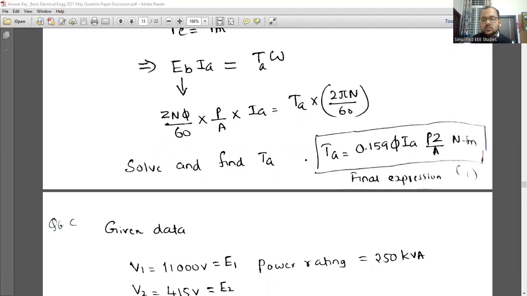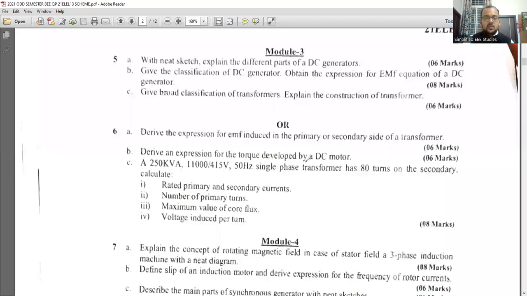Don't forget to write the units. Units are very important. So this is the final expression for torque. I think it's clear to everyone. Please follow this. All right, moving further, you can note down the derivation. It's a simplified one. Definitely you can make use of it for your university examination.